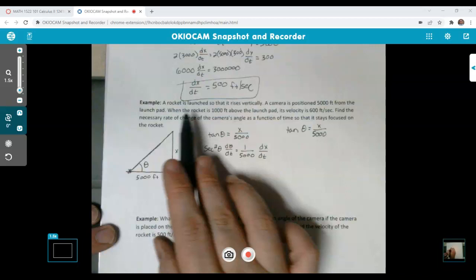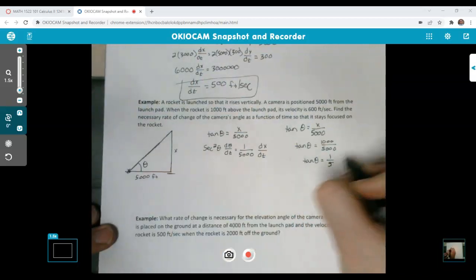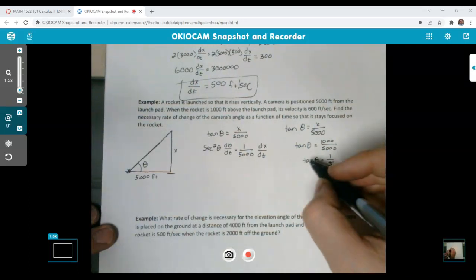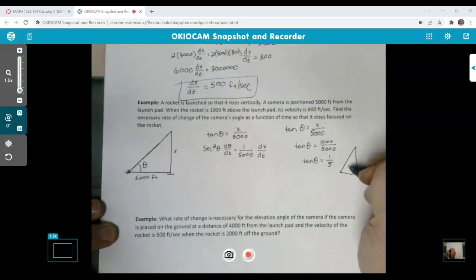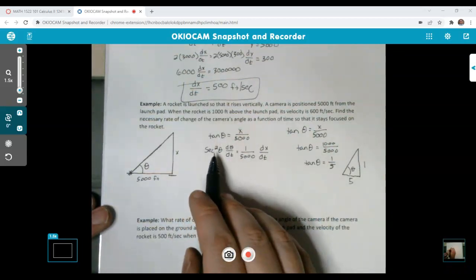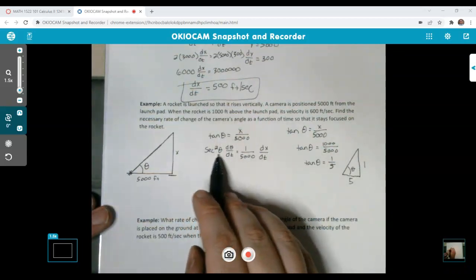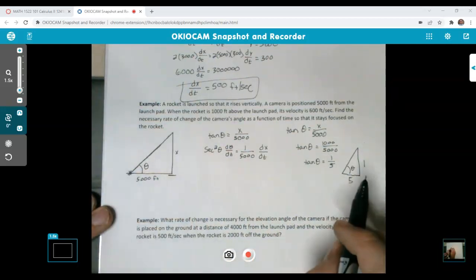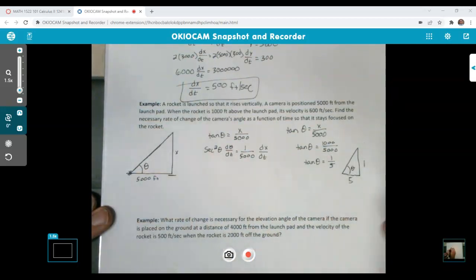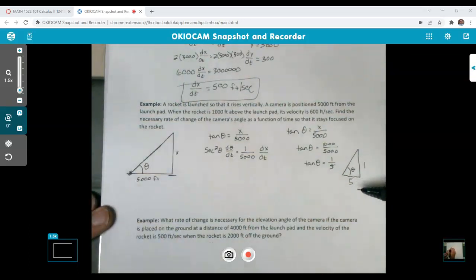Well, I can reduce this to be 1 over 5. So if I'm looking at tangent of theta is equal to 1 over 5, this means that the opposite side is going to be 1. The adjacent side is going to be a 5. Okay. So what I really want is secant squared of that. So I have to first find out what the secant is here. Well, secant is hypotenuse over adjacent. So I need to know what the hypotenuse is.